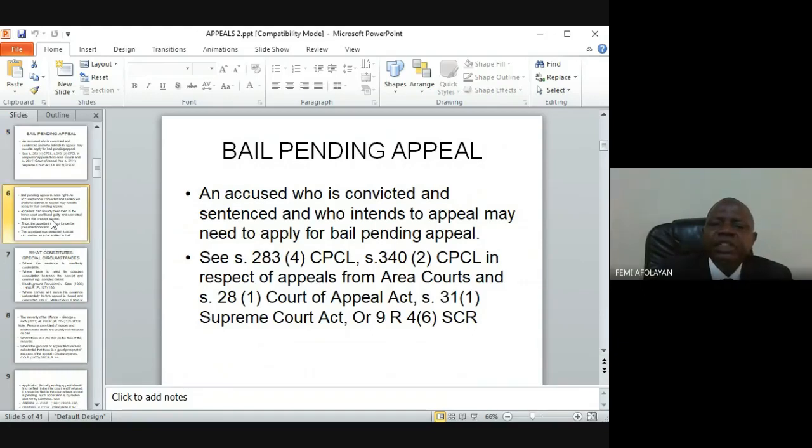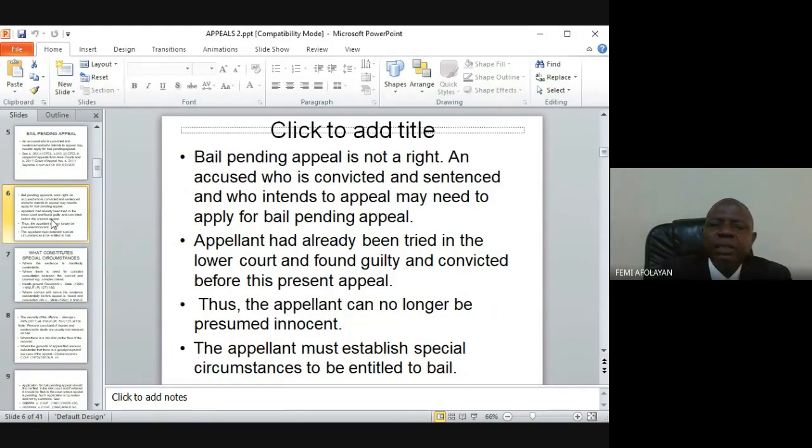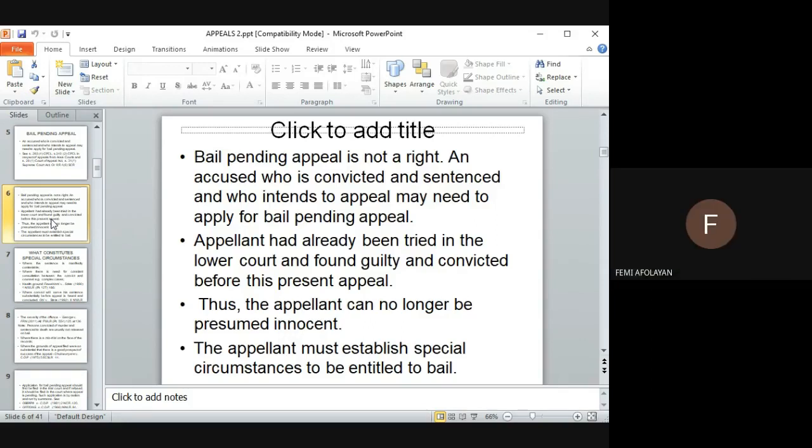Bail pending appeal is not a right. This is because an accused person who is tried and convicted and sentenced and who intends to appeal needs to apply for bail pending appeal. So the appellant in this case had already been tried at the lower court and found guilty and convicted before this present appeal.